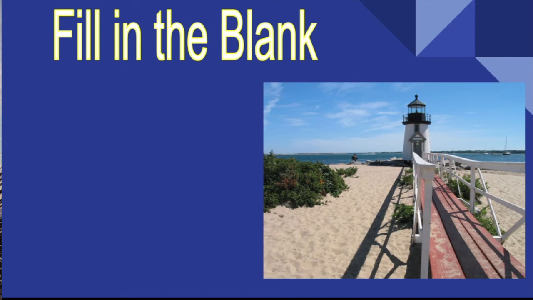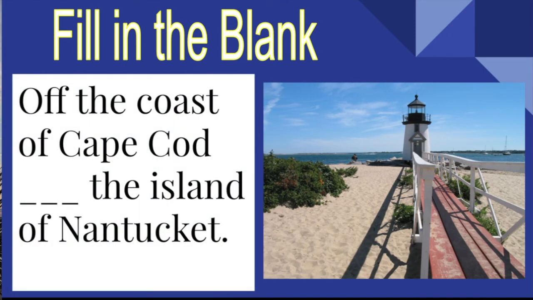Let's do another one. This one is an expression of location or place. What's missing here? The helping verb "be," "is." How would we rewrite this sentence? We would say, the island of Nantucket is off the coast of Cape Cod.